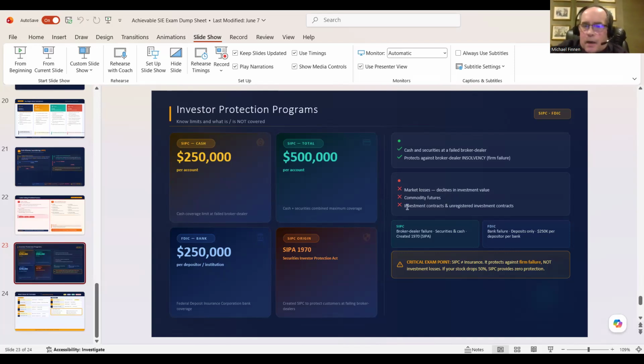Commodity futures are not covered. Investment contracts and unregistered investment contracts are not covered. This is about owning stocks and owning assets.